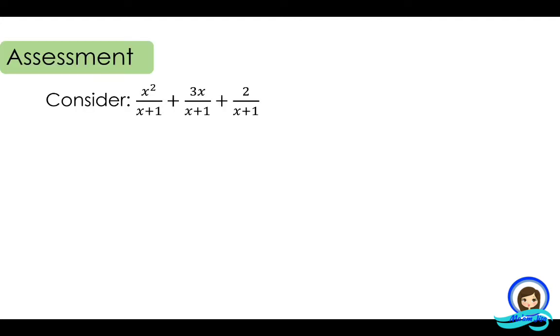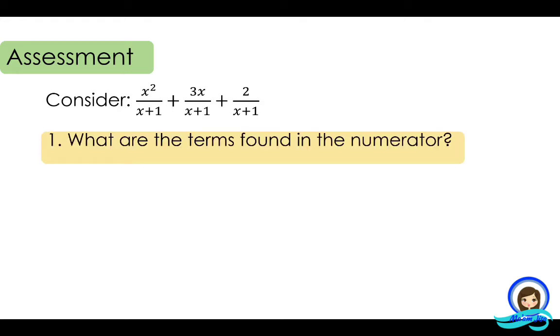So now let me give you an assessment. This is a short quiz, a multiple choice type of test, and I am giving you choices as well to give your answers. This is also one way of checking whether you have understood the discussion that I've presented earlier. So consider these rational expressions. This is the first question. Number 1. What are terms found in the numerator?